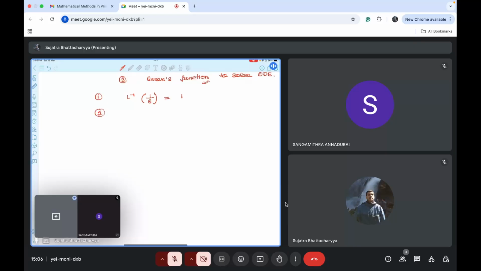That is, we have seen that the Laplace transform of 1 is 1 by s. So if we take the inverse of 1 by s, it becomes 1. So in this way, we can write several others, like suppose 1 upon s to the power n, it will be t to the power n minus 1 upon (n minus 1) factorial. Okay. Next, the third one is the inverse of 1 upon (s minus a), which is e to the power at.